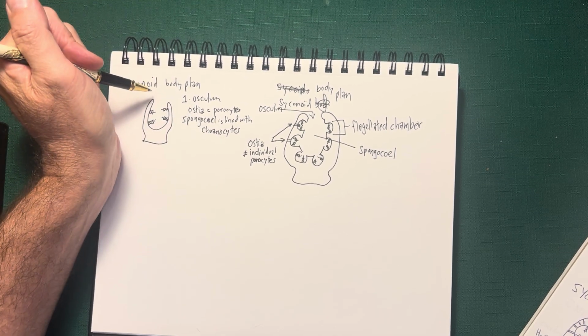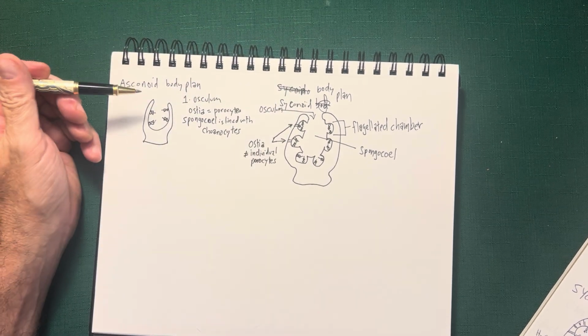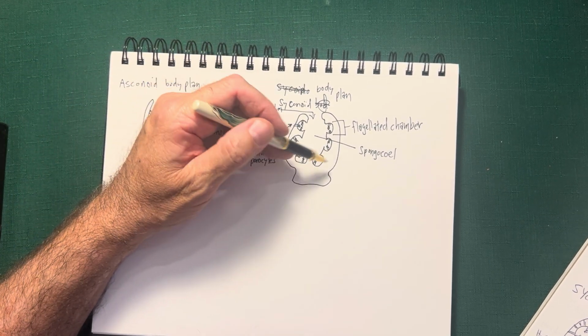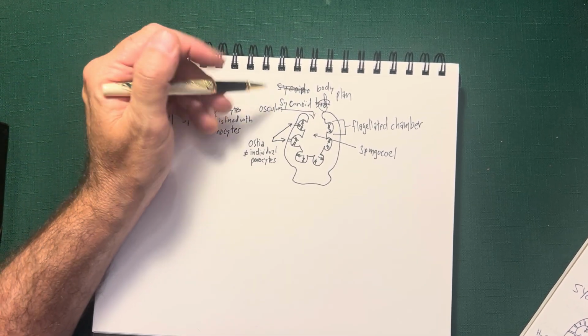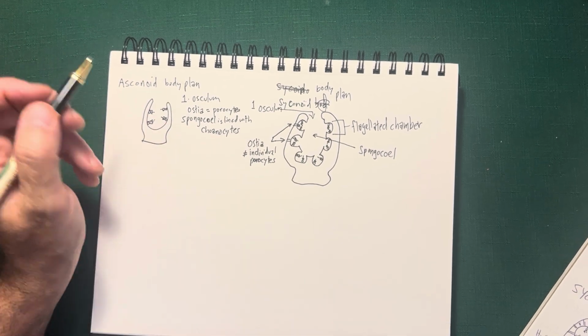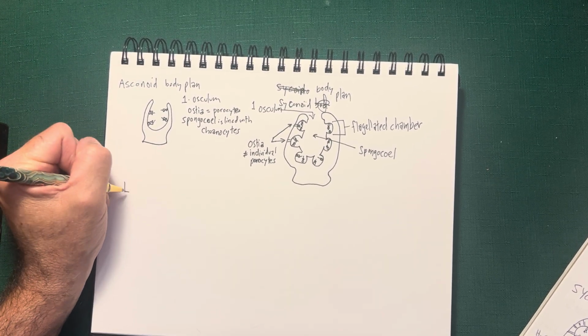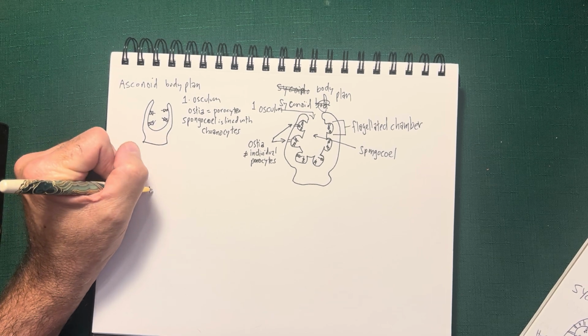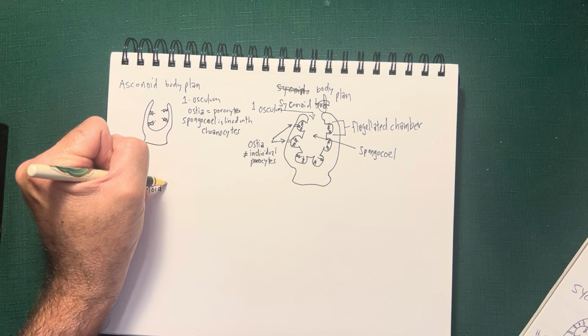So that's the difference between our Asconoid body plan and our syconoid body plan. Imagine that we took a whole bunch of our Ascon sponges and stacked them on top of each other to share a common spongocoel, but still we only have one osculum. Okay? That's your syconoid type sponge. Our third type are the leuconoid sponges.